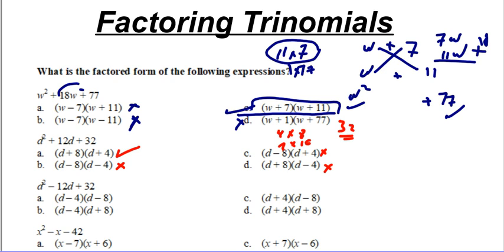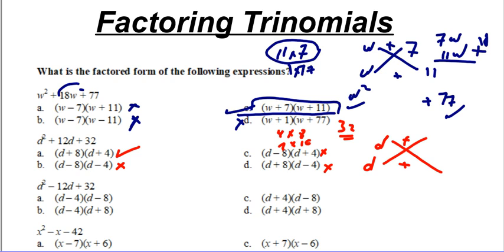Now try to use this method by using cross. 32. D squared will be D multiply D because D multiply D is D squared. The last term is positive, so the same sign, negative or positive. But the middle term is positive, so the two will be positive, like the middle term. 32, I need the two numbers equal 32, but its sum equal 12.